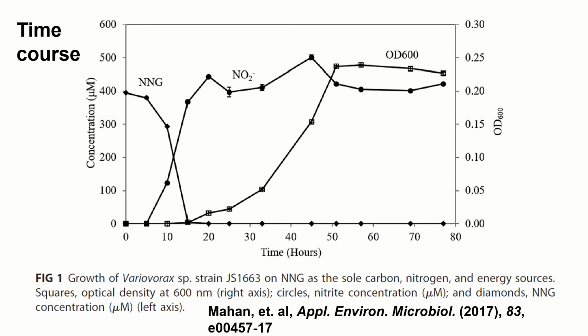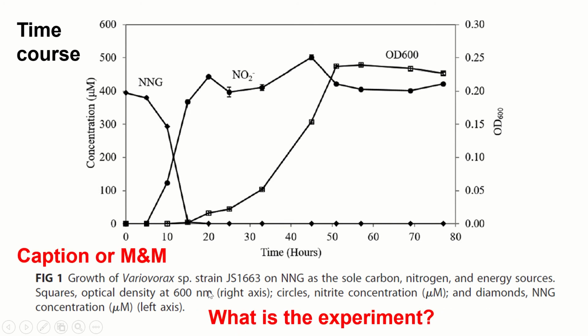All right, so there are a few things we're going to want to look at. And again, ideally, most of the information you would need would be within the caption. We're going to start with what is the experiment. We know the experiment from the first line: it's Variovorax species strain cultures using NNG as the sole carbon and nitrogen source, and we're monitoring both nitrate concentration and the cell density. So the caption includes all this information.